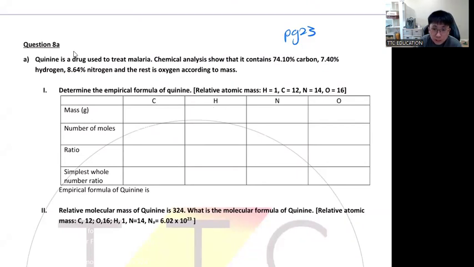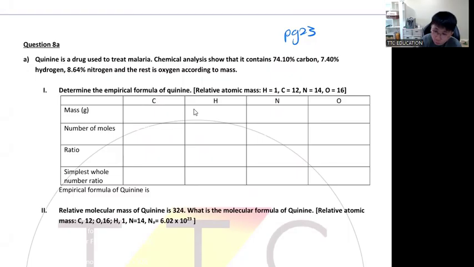So this is quinine, a drug used to treat malaria. You might not know what all this is, but just remember, malaria is something like dengue fever. This is the medicine. It contains 74.10% of carbon, 7.4% of hydrogen, 8.64% of nitrogen, and the rest is oxygen according to mass.